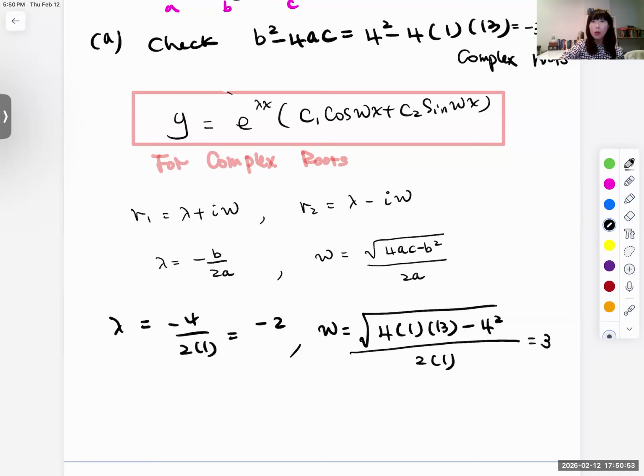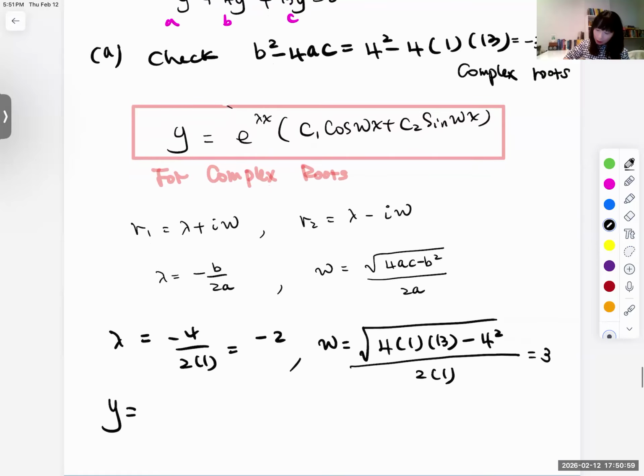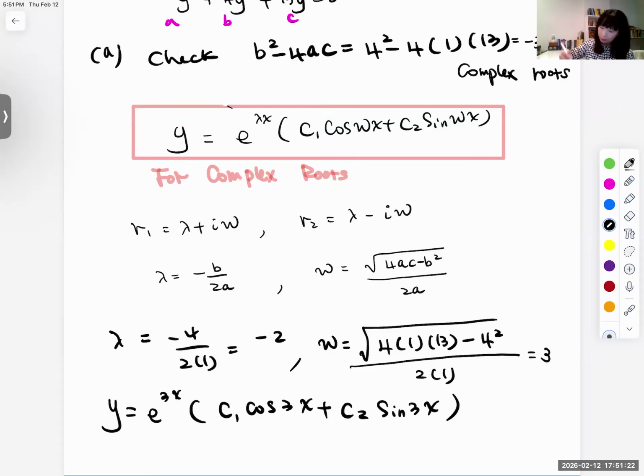Okay, now we can just see using that y equal to the form e to the lambda x, so e to the 3x, and c sub 1 cosine omega x, which is 3x, plus c sub 2 sine omega x, which is 3x, which is the general solution. Yeah.